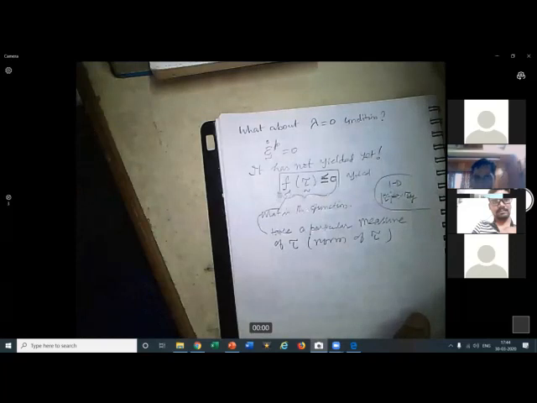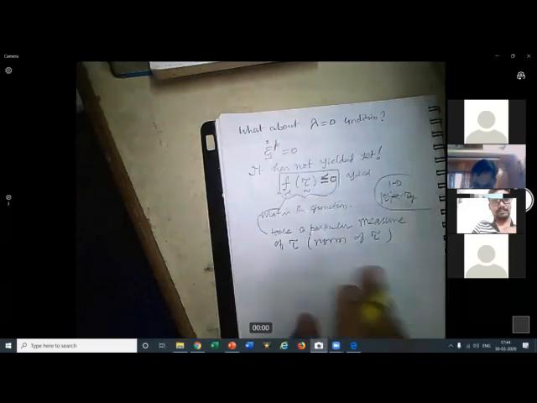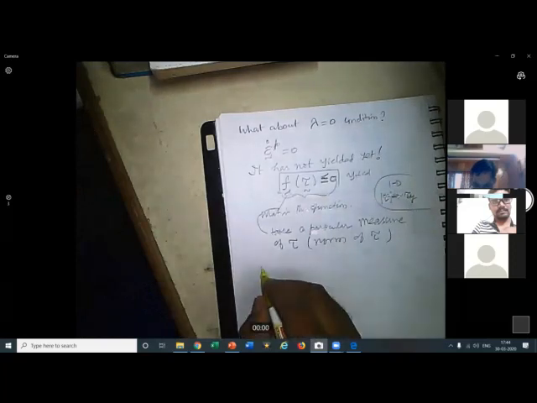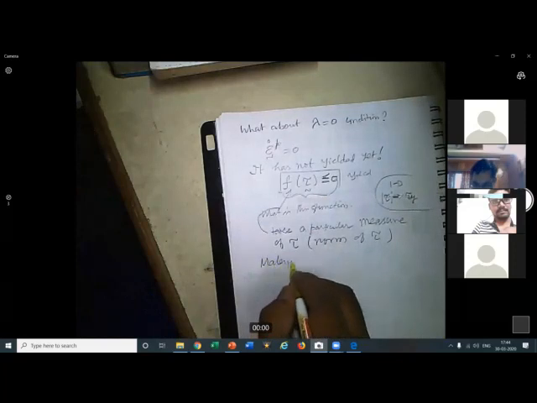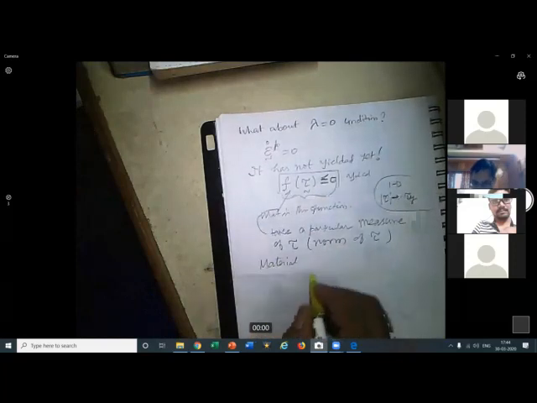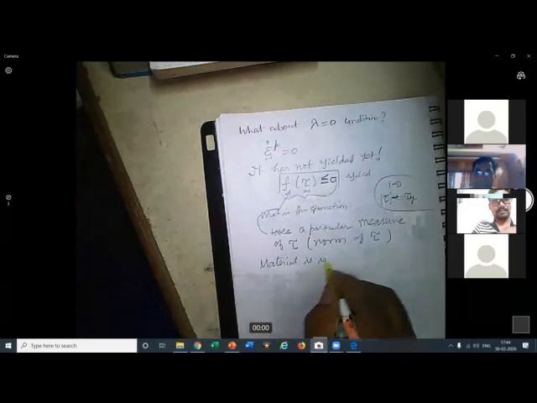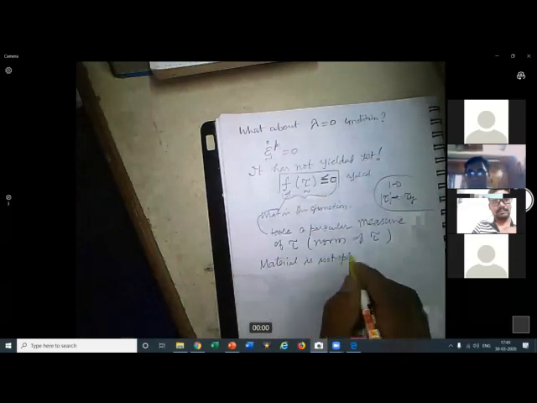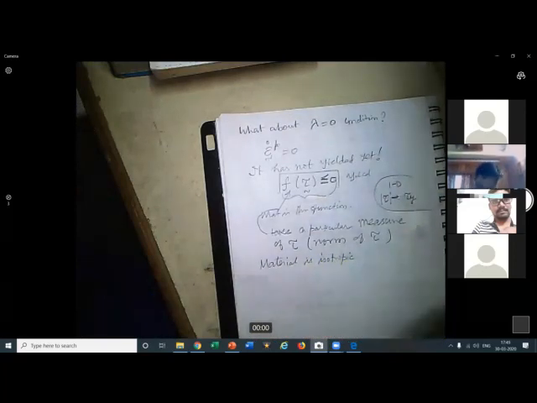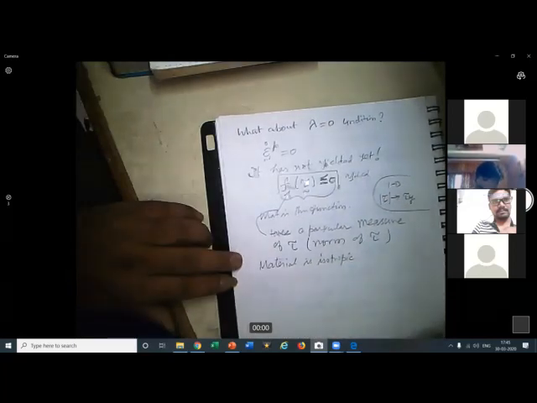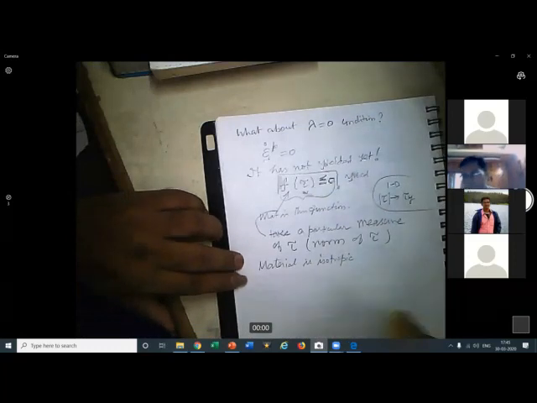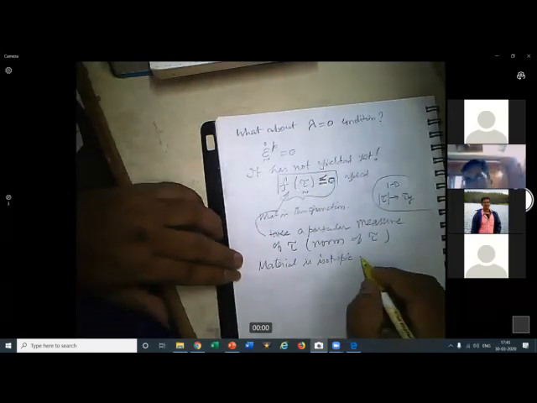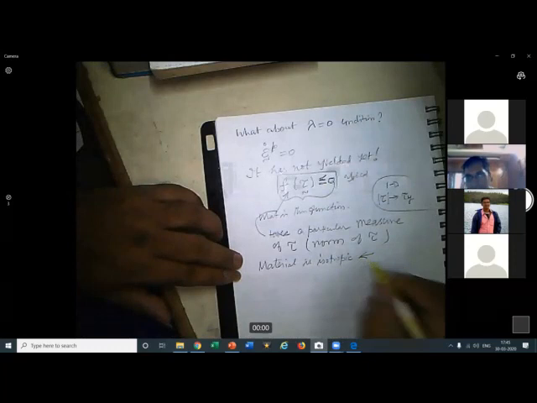Now, what is it that we are dealing with? We are dealing with a material that is isotropic. We'll start with isotropic. We will move on to anything else later. Now, how do I translate saying that the material is isotropic in terms of stress?